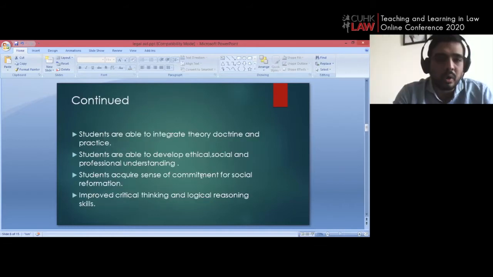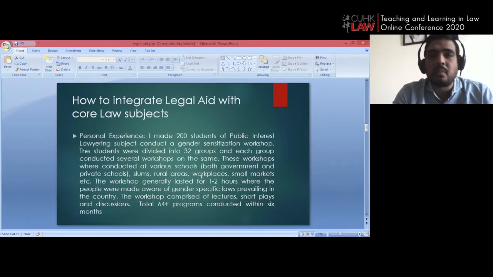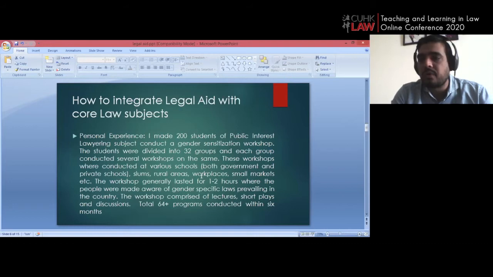I'll share the whole model, and this is the model from prior to the lockdown. I had a group of around 200 students in a subject called public interest lawyering, and I divided it into 32 groups.